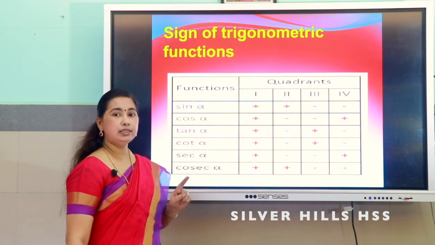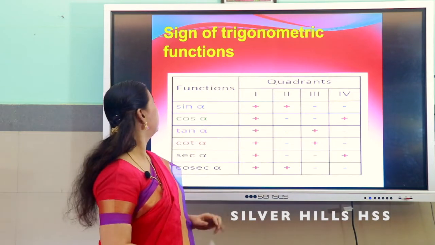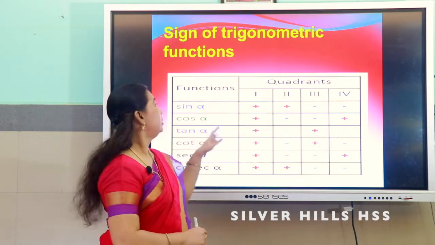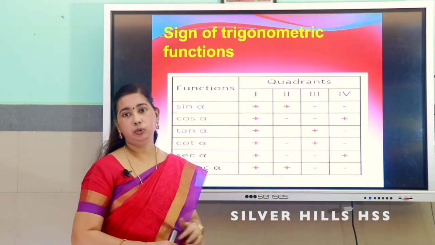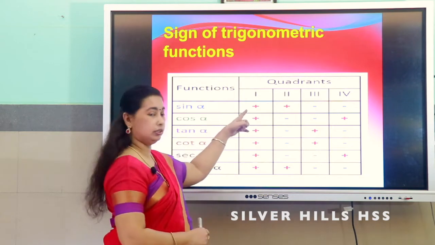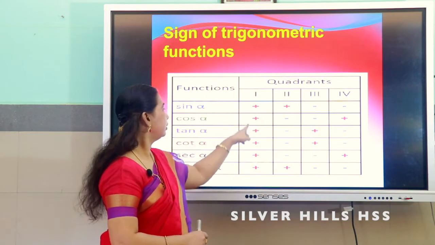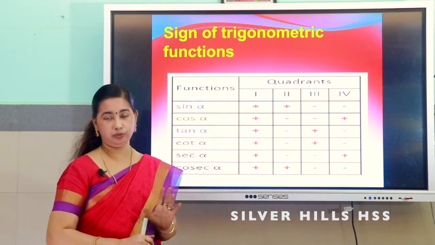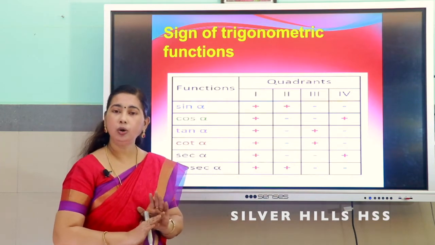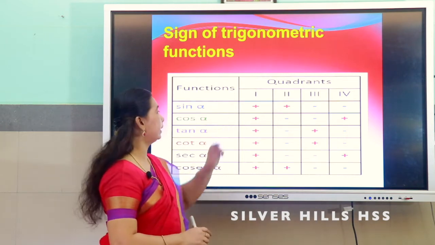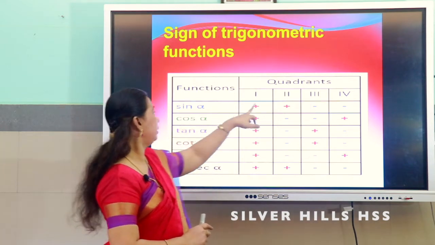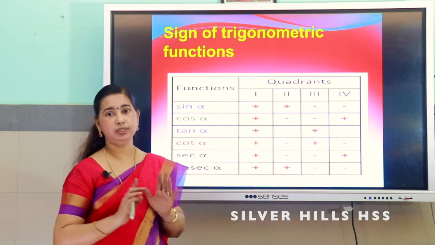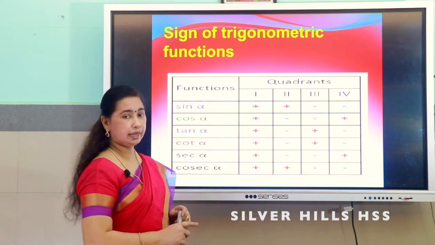Now, next is signs of trigonometric functions. What are the different signs? I told you there are 4 quadrants. In the first quadrant, sine, cos, tan, cosec, sec, cot, everything is positive. In the first quadrant, all are positive. Whereas in the second quadrant, sine and its reciprocal are positive. Sine is positive, cosec is positive in the second quadrant.